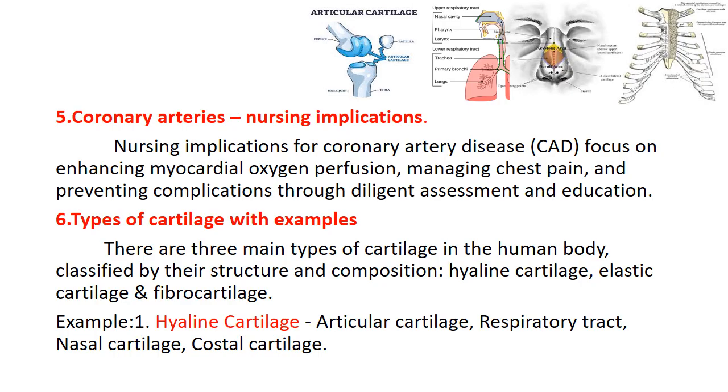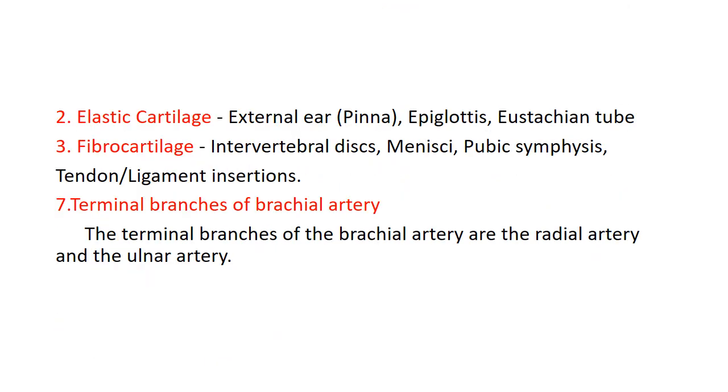Types of cartilages with examples. There are 3 main types of cartilages present in the human body: hyaline cartilage, elastic cartilage and fibrocartilage. Examples of hyaline cartilage are articular cartilage, the respiratory tract and nasal cartilage. Elastic cartilage is present in the external ear, that is the pinna, epiglottis and eustachian tube. Fibrocartilage is present in the intervertebral disc, menisci, pubic symphysis, tendons and ligaments, that is, the knee joints.